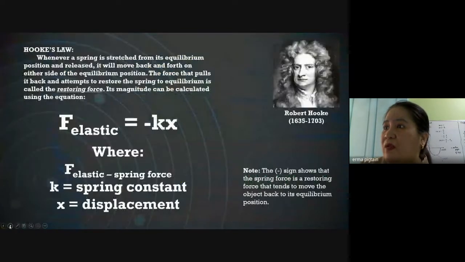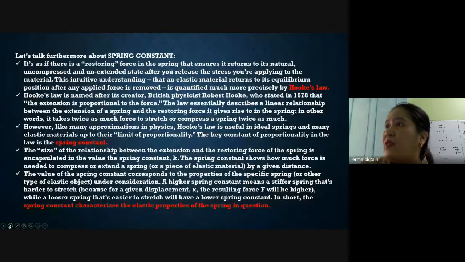Okay? Then, tuloy na natin. Eto, dito tayo naputol dun sa recording session natin. So para mas maintindihan ninyo yung spring constant, diba? Natatandaan ninyo?